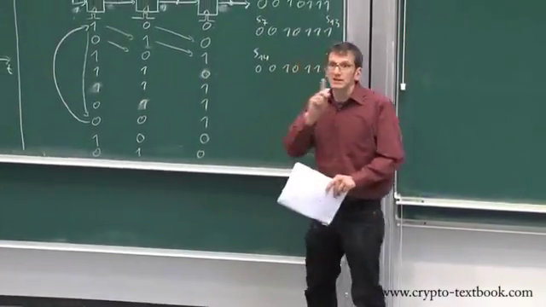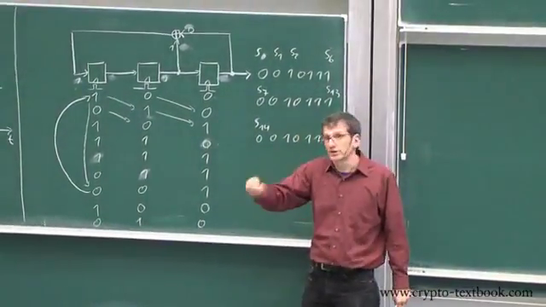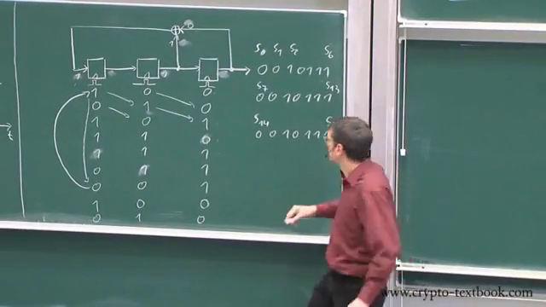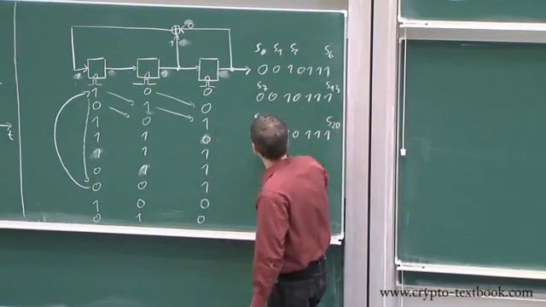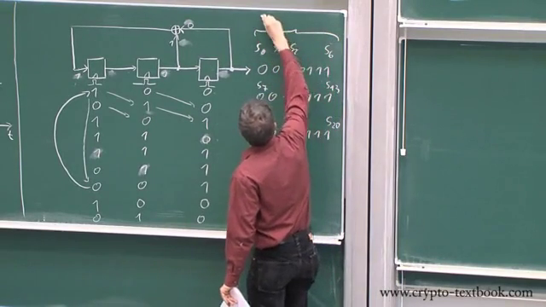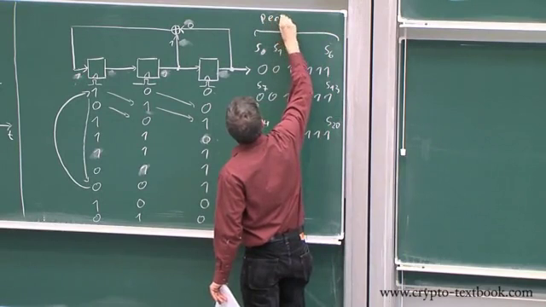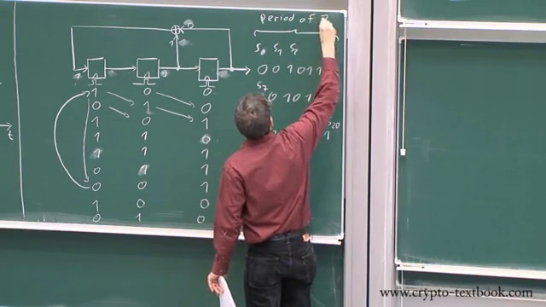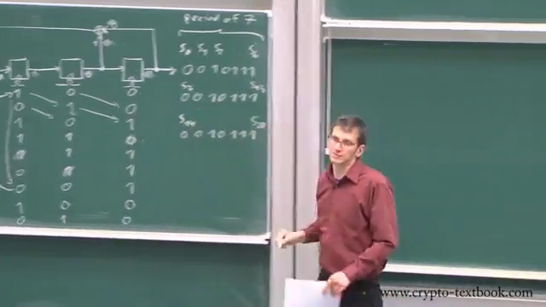So that means this is a periodic one. All these deterministic ones are periodic. And what is the period? Well, the period is exactly this here. Okay, this is a period of length 7. You have a length 7 period here.